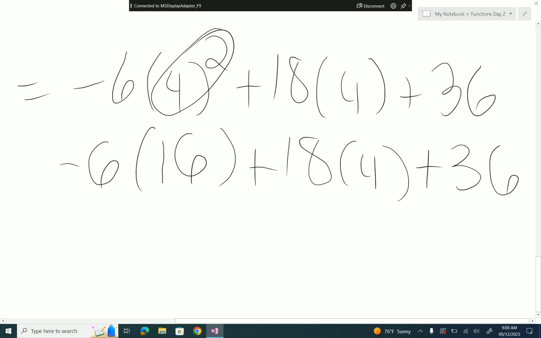So now think in your head. Don't say it out loud. But what should I take care of next? What should I take care of next? Jillian, what do you think I should do next? Yeah, I want to take care of my multiplication. So which one are you going to multiply first? Yep, left to right. So what's negative 6 times 16? Perfect, negative 96.